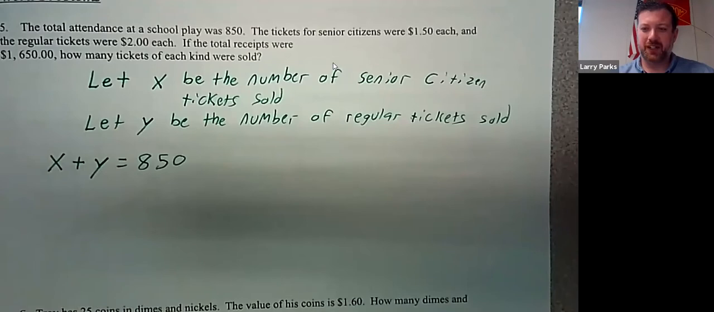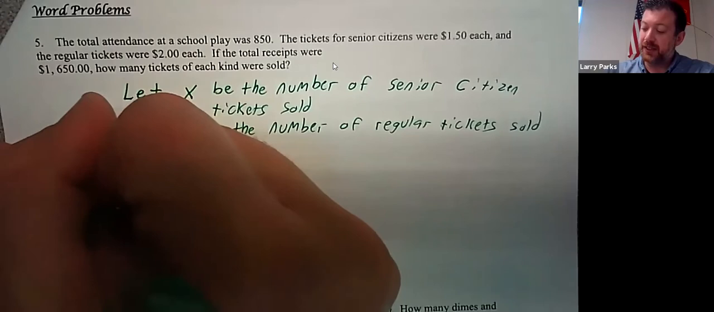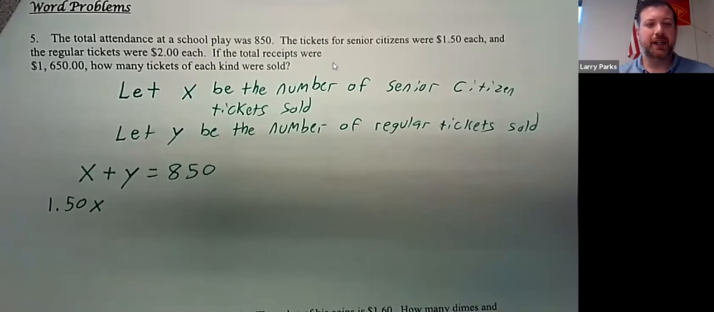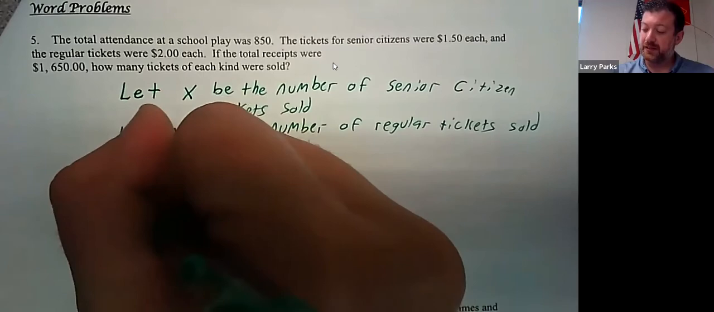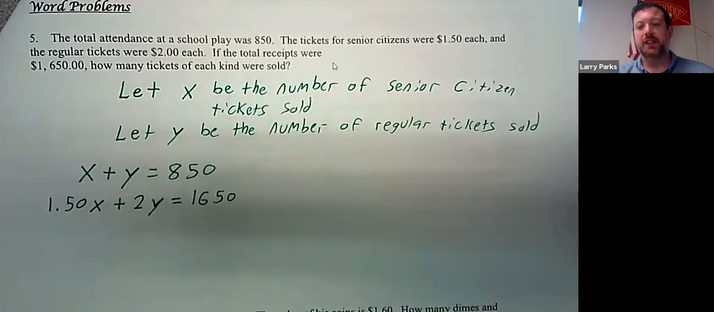Thankfully, they told us more information. They told us the cost of senior citizen tickets was $1.50 each. So you take $1.50 times the number of senior citizen tickets. So if I sold four senior citizen tickets, that'd be $1.50, $1.50, $1.50, $1.50. And then regular tickets were $2 times the number of those sold. And our profit, or our sales equation, I guess you could call it, we made $1,650. So I set up the equation. From here, there's nothing new. We're going to solve.